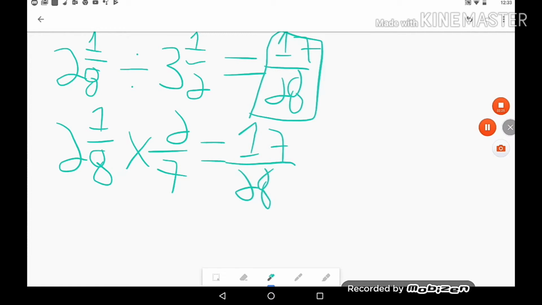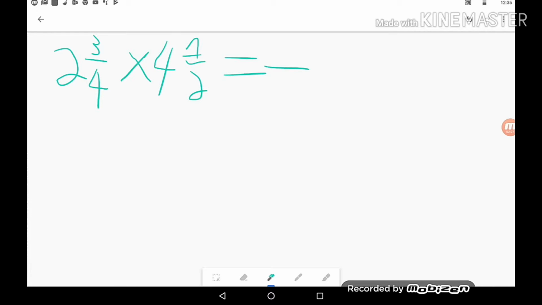Okay, let's try another example. 2 3/4 multiplied by 4 1/2, which should give you 12 3/8. And of course, I'll show you how.